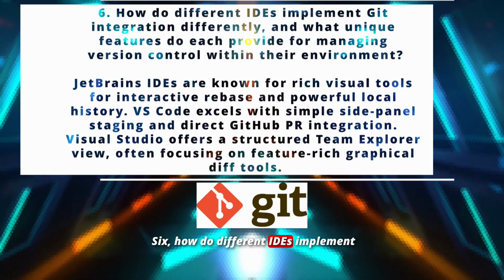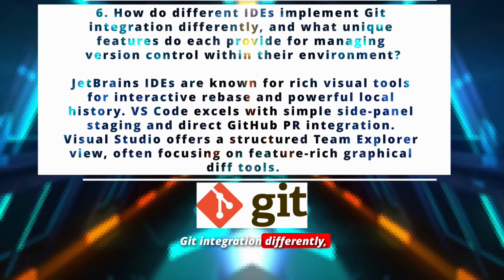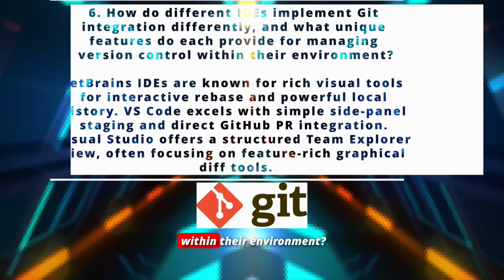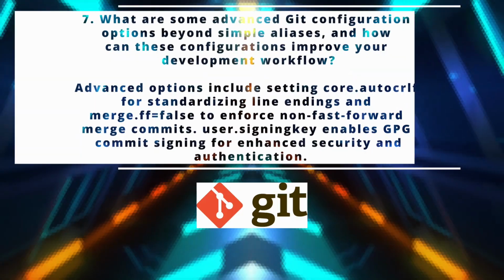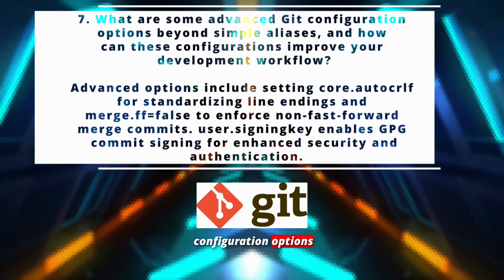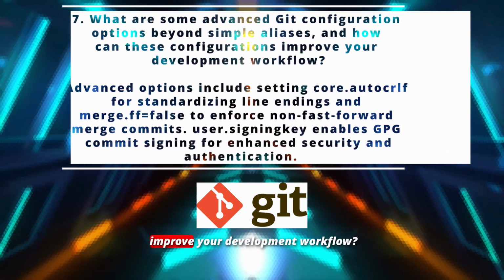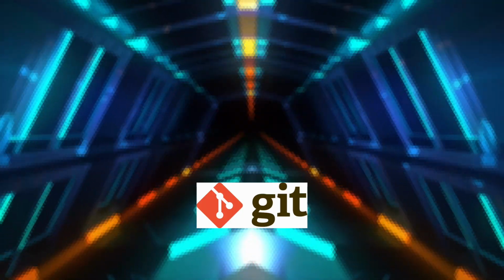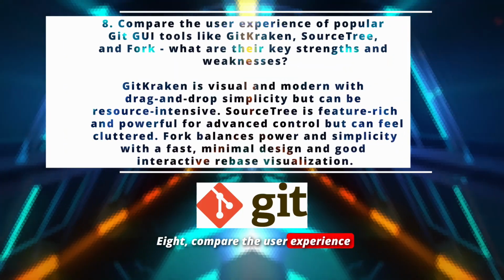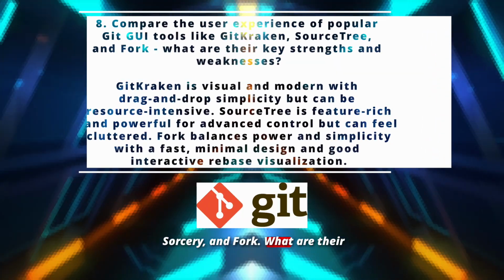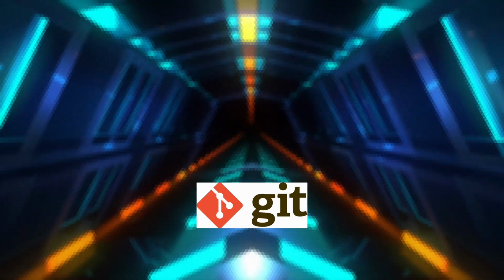6. How do different IDEs implement Git integration differently, and what unique features do each provide for managing version control within their environment? 7. What are some advanced Git configuration options beyond simple aliases, and how can these configurations improve your development workflow? 8. Compare the user experience of popular Git GUI tools like GitKraken, SourceTree, and Fork. What are their key strengths and weaknesses?